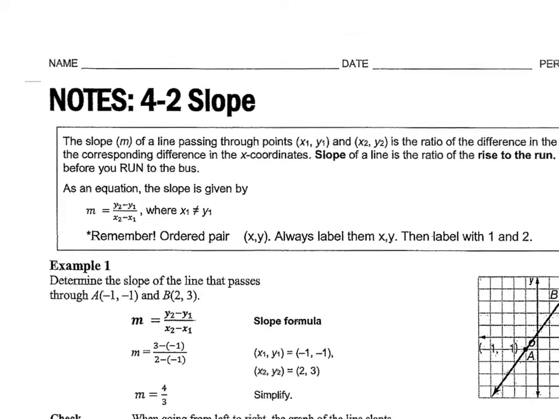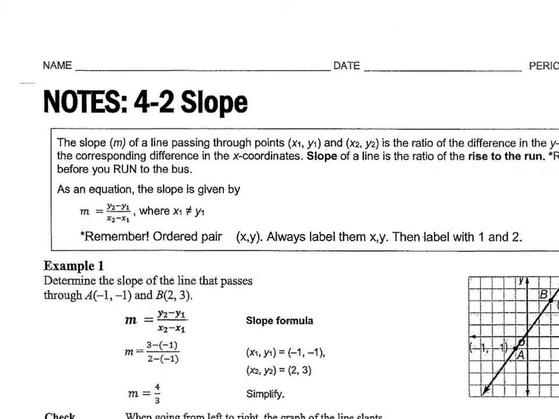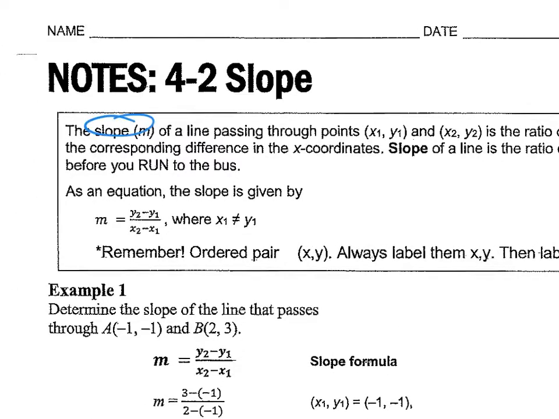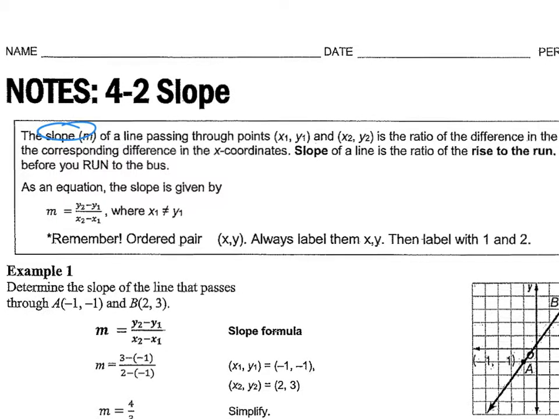Okay, so we're going to be finding the steepness of our slopes when they give us two different points. So they're going to give us coordinates. We're going to find our slope from that, and we're going to look at some graphs also. So the slope of the line passing through points x1, y1, and x2, y2.